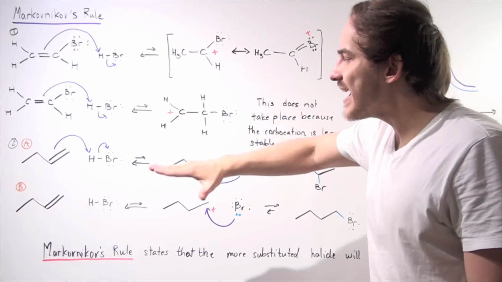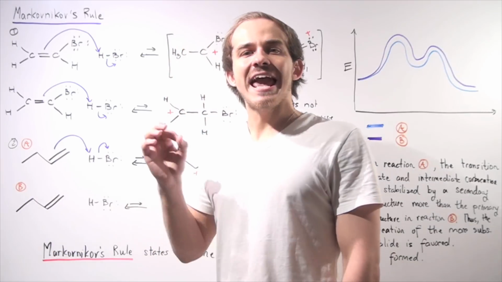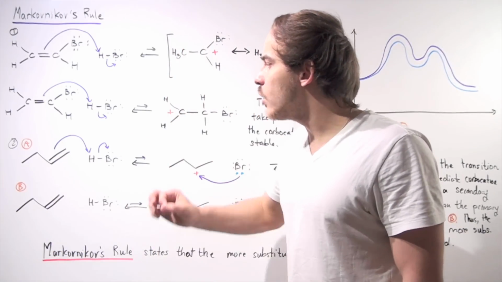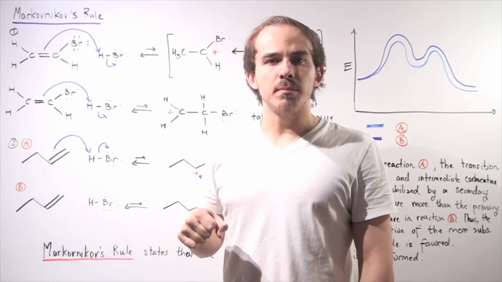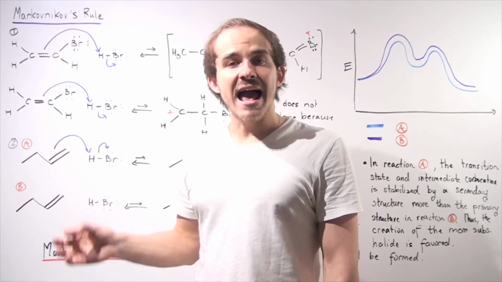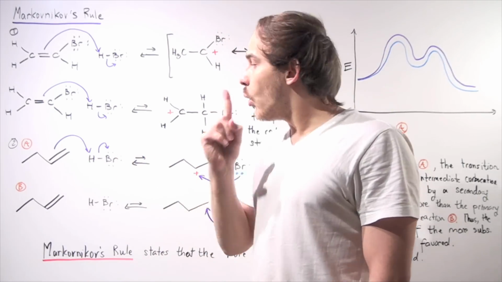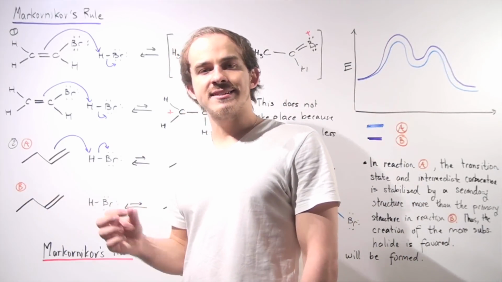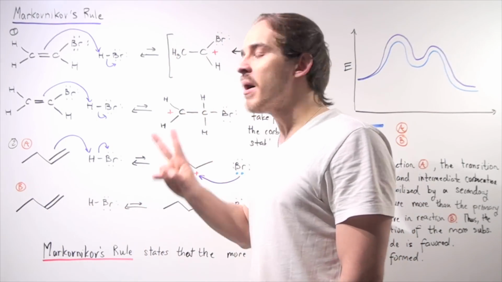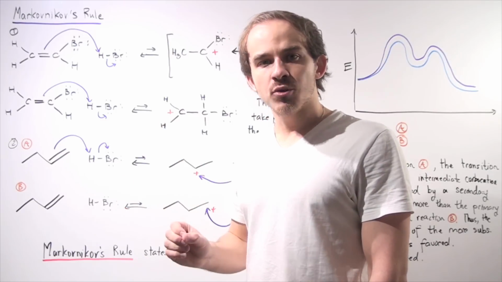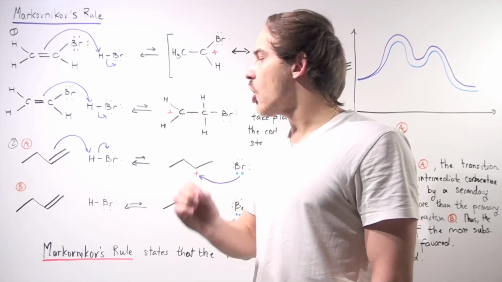So let's look at a second type of reaction in which we also have the following asymmetrical alkene, but now we no longer have a halide attached to our double bond. We simply have an alkene. So let's suppose we add an HBr molecule. Once again, because this alkene is asymmetrical, that means we're going to have two possible reaction pathways that have two different products and two different intermediate carbocations.